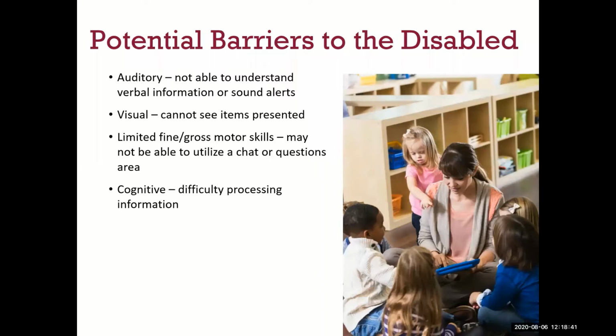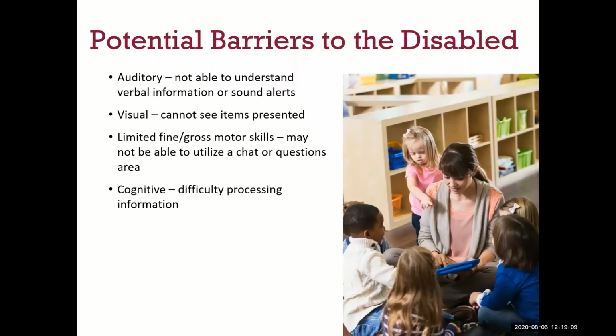An auditory barrier would be presented to persons who are deaf or hard of hearing. They are often not able to understand verbal information or hear sound alerts if you use those in a meeting. Persons that are blind, have low vision, or are colorblind may not be able to clearly see any or all the items provided on a presentation or a virtual meeting if it's not formatted properly.